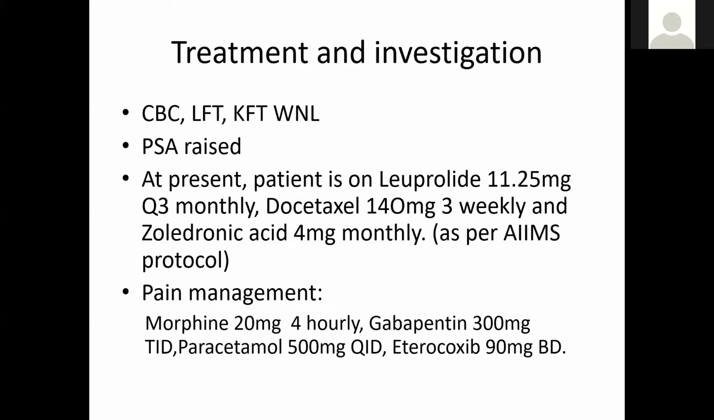Coming to the treatment and investigation, all the routine investigations were within normal limits, but the PSA was raised, suggesting a progressive disease. PSA was around 40, and at present the patient is on leuprolide 11.25 milligram 3 monthly, docetaxel 140 milligram 3 weekly, and zoledronic acid 4 milligram monthly. The treatment was as per the EMS protocol.